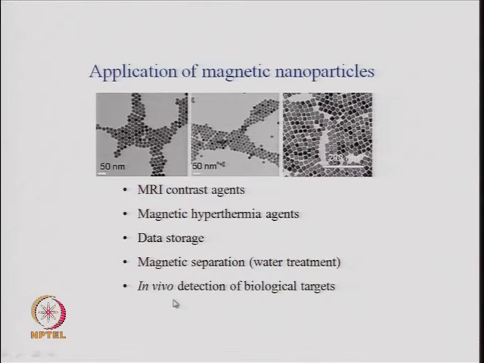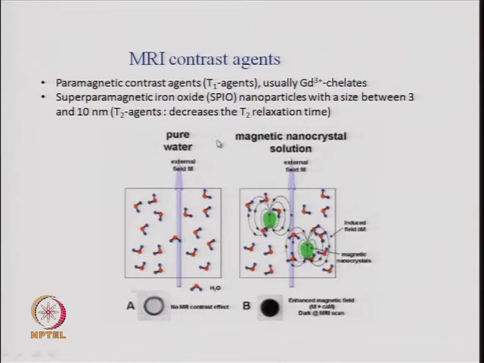Finally, you can do in vivo detection of biological targets using magnetic fields. So, the MRI contrast agents, as I just mentioned, there can be different types of contrast agents. You can use what are called paramagnetic contrast agents. These paramagnetic contrast agents are also called T1 type agents.